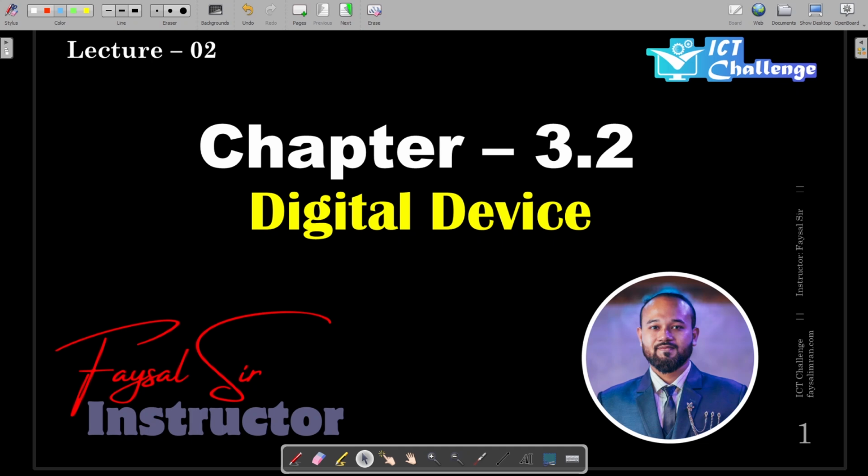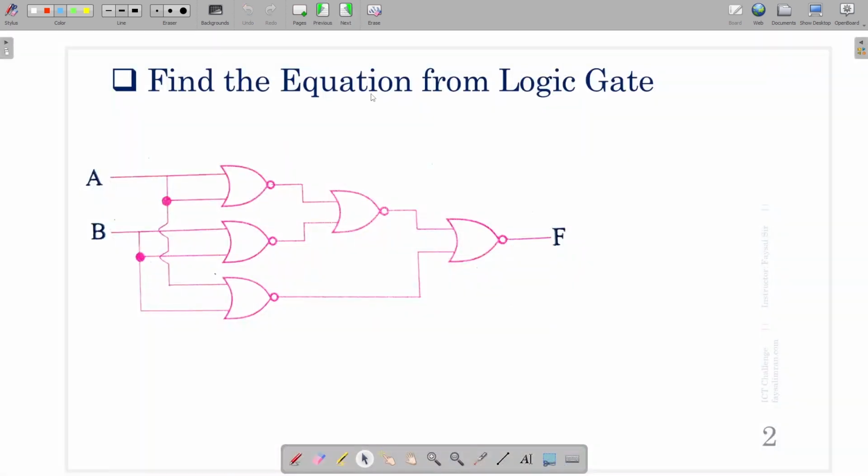Okay, this is lecture 2 of chapter 3, digital device. This is a very important lecture. At first we have to learn how to find the equation from a logic gate. We have a logic gate here and we have to find our equation from this logic gate.